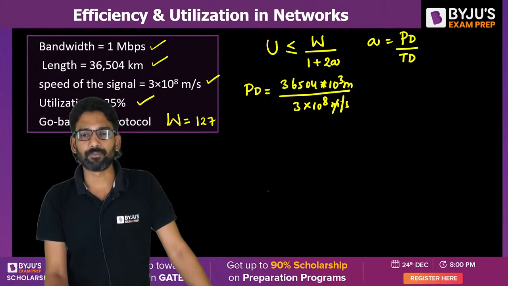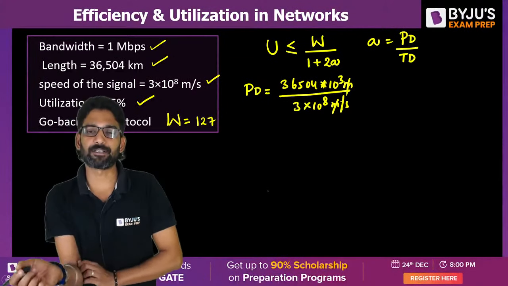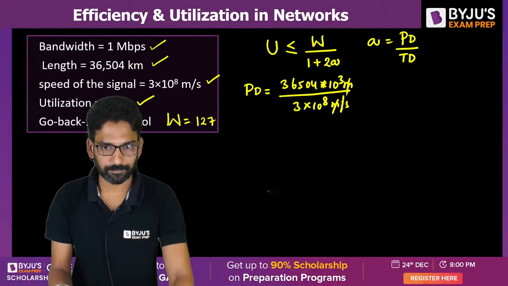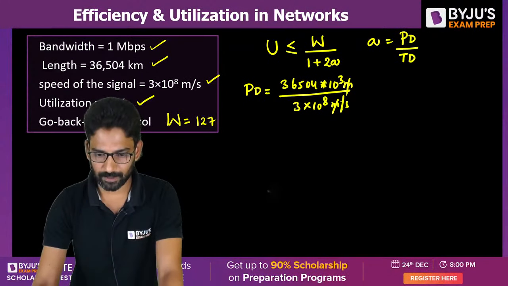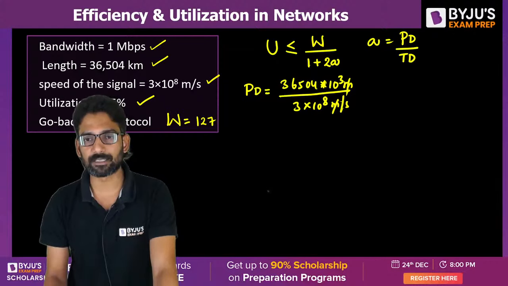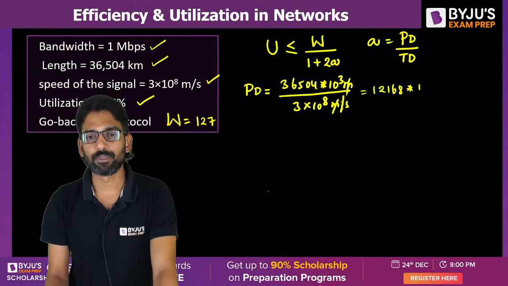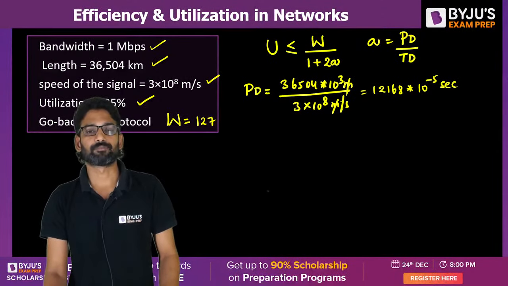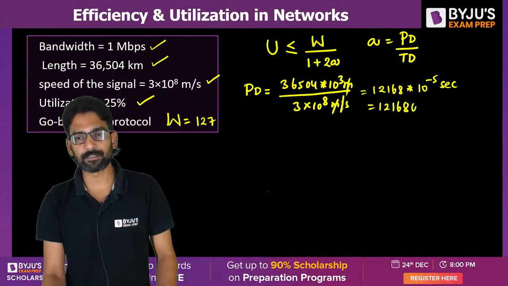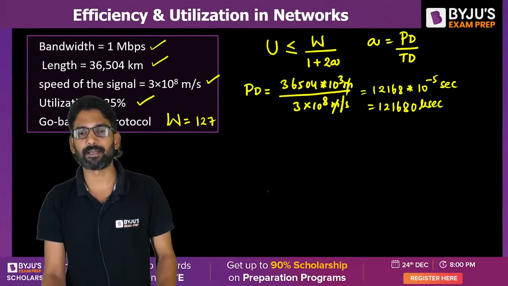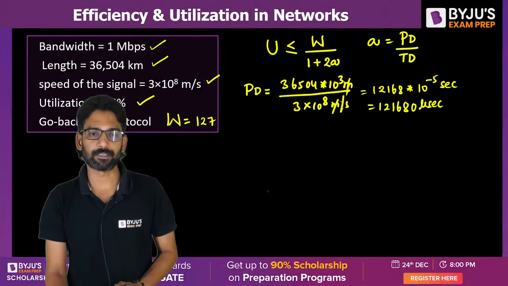So meters get cancelled, and 36,504 divided by 3 is 12168 into 10 power minus 5 seconds. I may convert it as 121,680 microseconds, I may write, isn't it? So let it be.